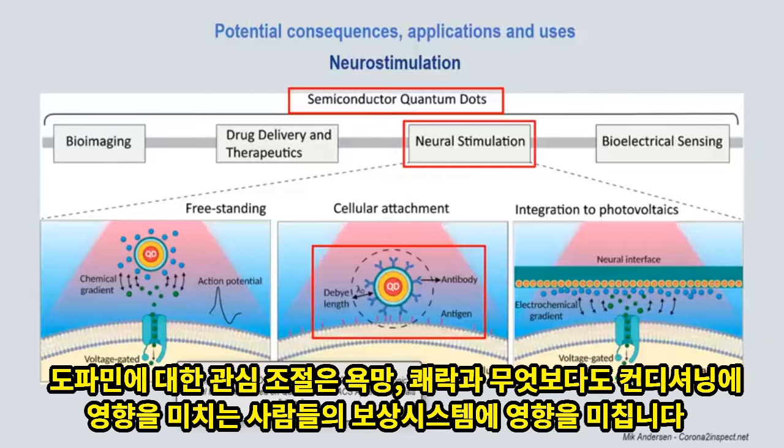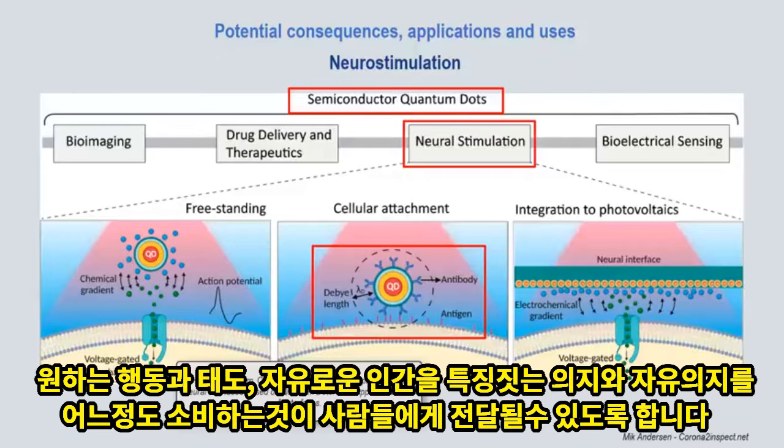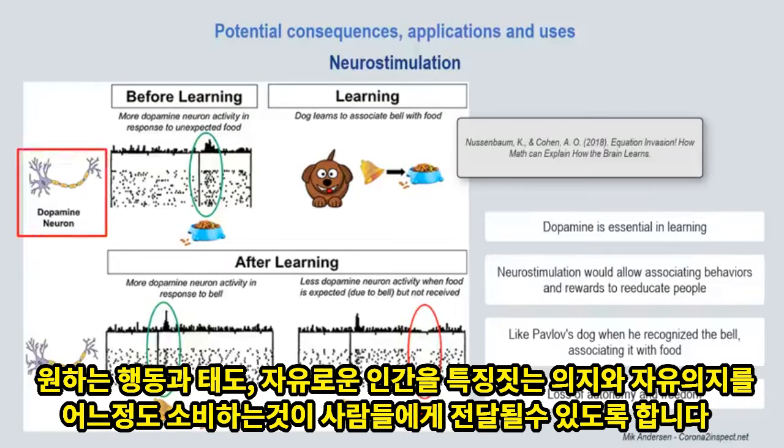An interested regulation of dopamine would affect the reward system of people, affecting desire, pleasure, and above all conditioning. This means that a subliminal conditioned learning could be achieved, so that undesired behaviors and attitudes could be channeled in people, bending, to a certain extent, the will and free will that characterizes a free human being.